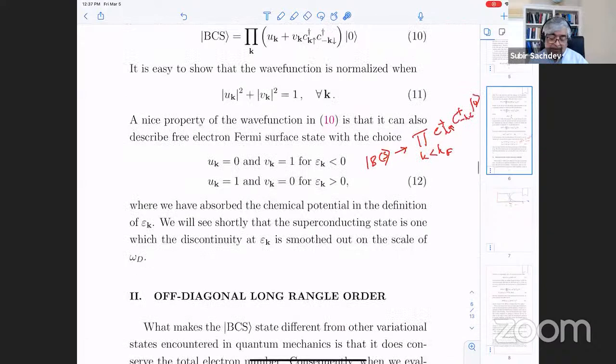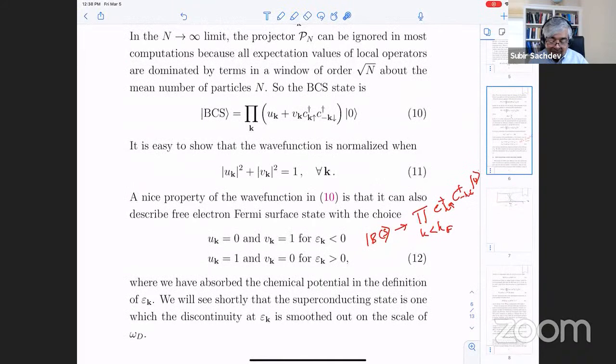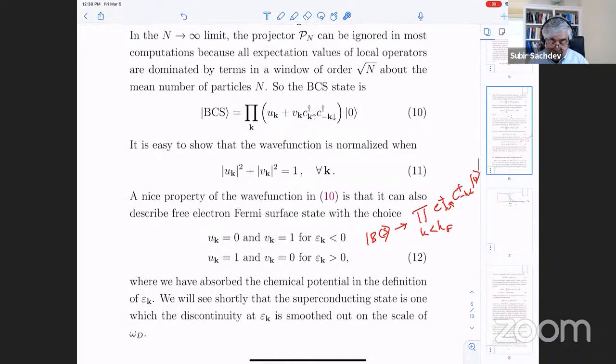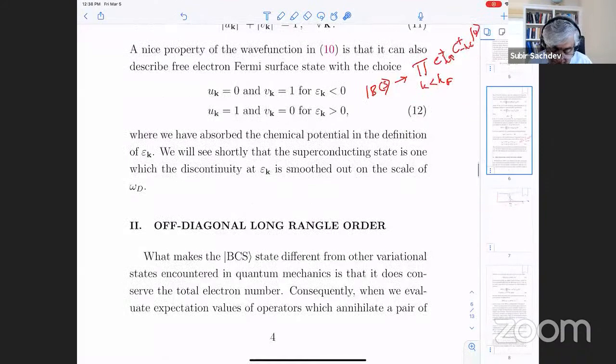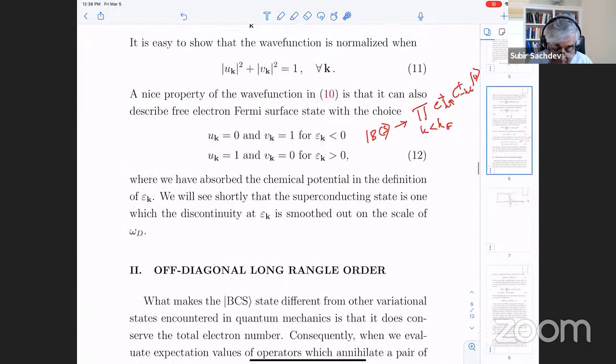But let's suppose, let's just postulate that there's some system which forms a wave function of this type. The UK and VK are smooth functions, the green and blue lines here. And this is the wave function. We want to study some of its properties more generally.